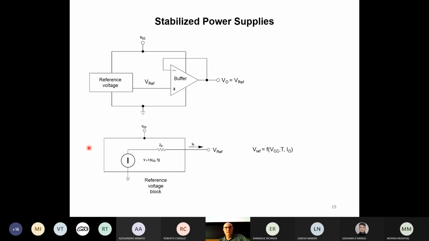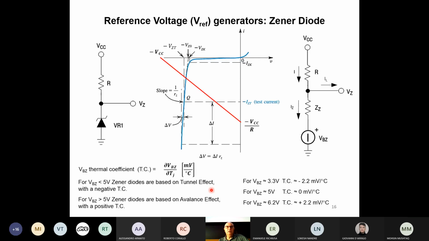Now we must decide how to do this block here. I will show you that we have different circuits, starting from the easiest and going to something more complicated. Well, the easiest way to have a voltage reference is something that you already know, the good old Zener diode. The simple Zener diode.